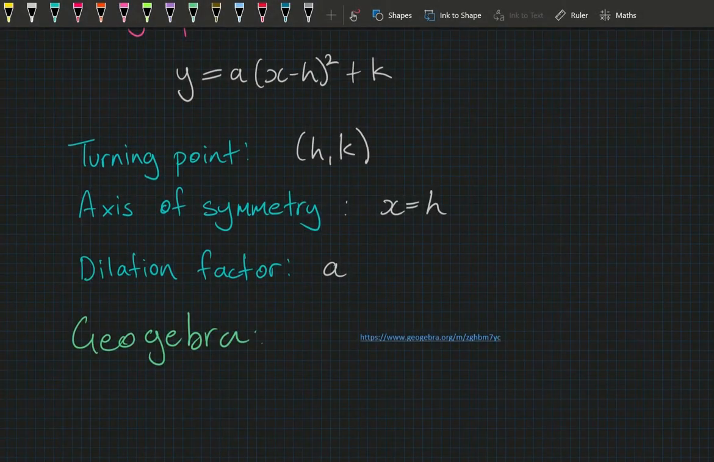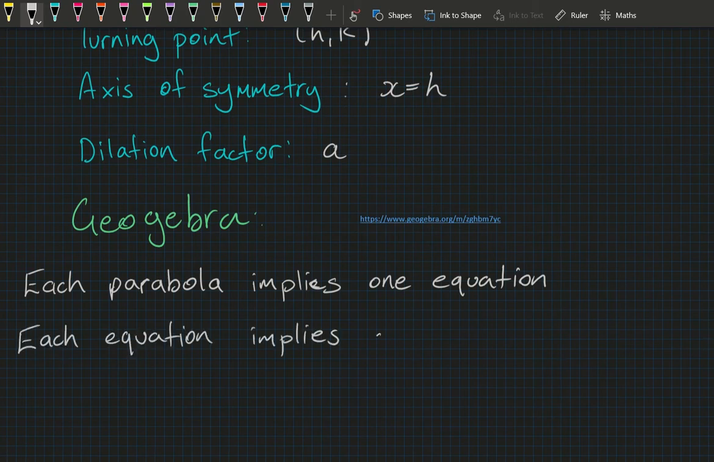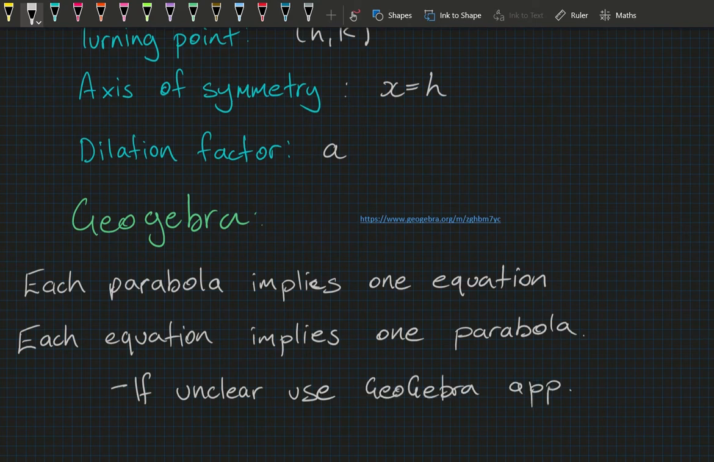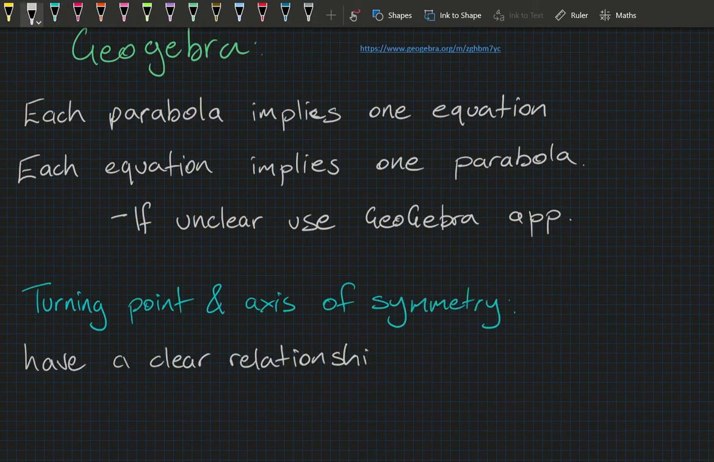All right, now that we're back in OneNote, let me point out that you should be able to see that a parabola implies one equation and an equation implies one parabola. If unclear, use that GeoGebra app. And you're welcome to use that at any stage to assist your learning. The link is here in the OneNote. So let's make some notes about the links between the properties of the parabola and the equation. The turning point and the axis of symmetry have a clear relationship with the equation. And we've written it down above, but the h and the k give us the turning point, the x and the y values, and the h gives us the axis of symmetry.